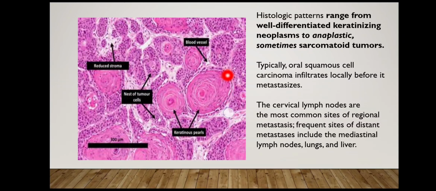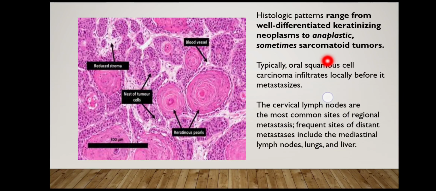Some nests will form keratin pearls because of well differentiation. That's called well differentiated keratinizing neoplasm, or well differentiated squamous cell carcinoma. So nests of tumor cells, reduced stroma with proliferating vessels, and keratin pearl formation are characteristic of squamous cell carcinoma. The histological patterns range from well differentiated keratinizing neoplasms to anaplastic or poorly differentiated.